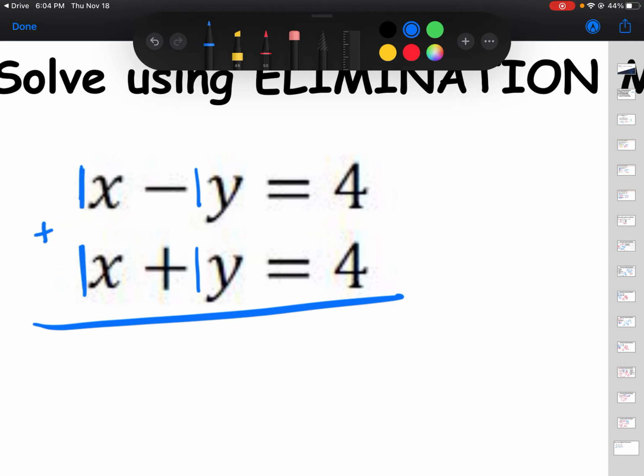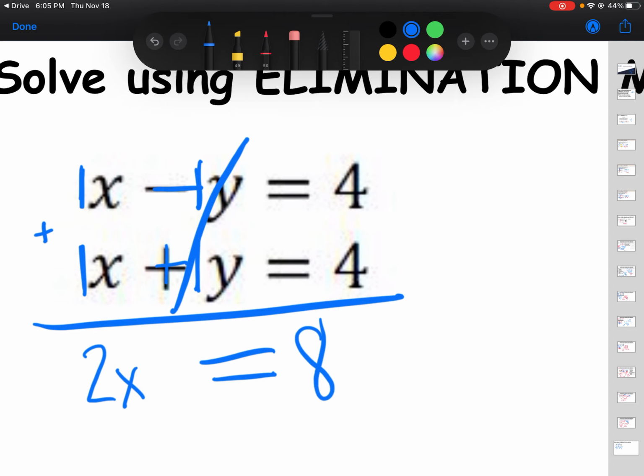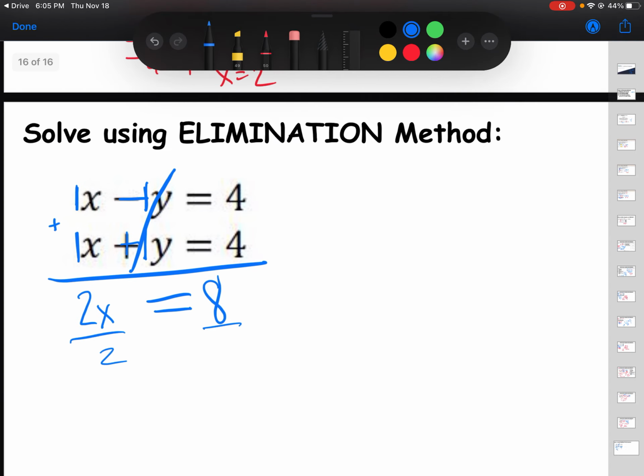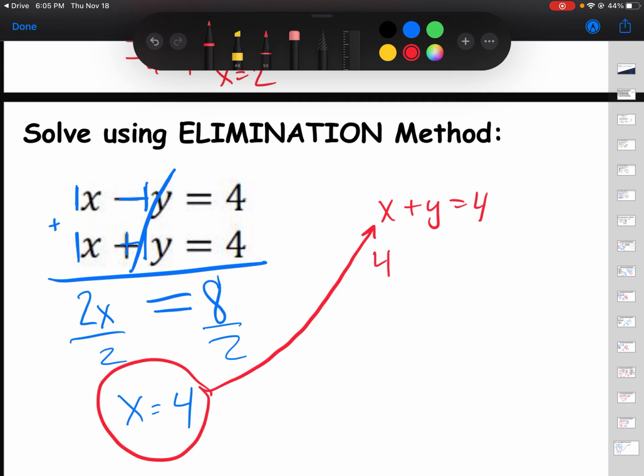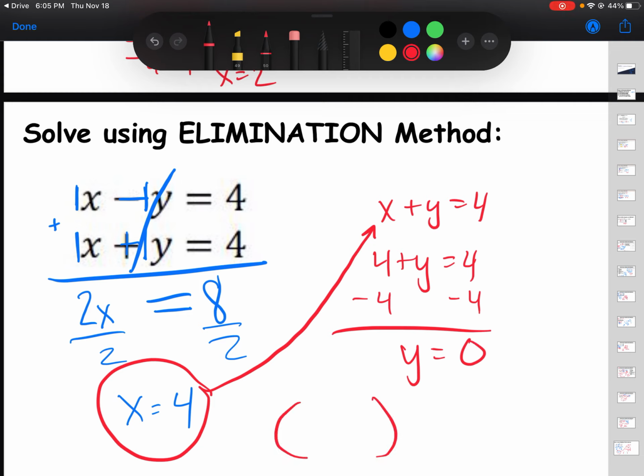If I add them right now as is, 1x plus 1x is 2x. Negative 1y plus positive 1y, 0 y's. 4 plus 4 is 8. Divide by 2, x equals 4. Plug it back into one of the equations. 4 would go in here. So 4 plus y equals 4. Subtract 4, y equals 0. 4, 0 is my solution.